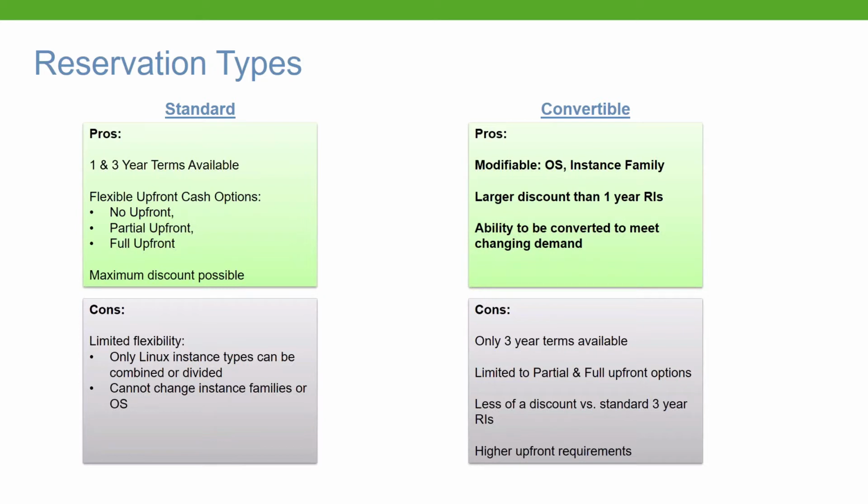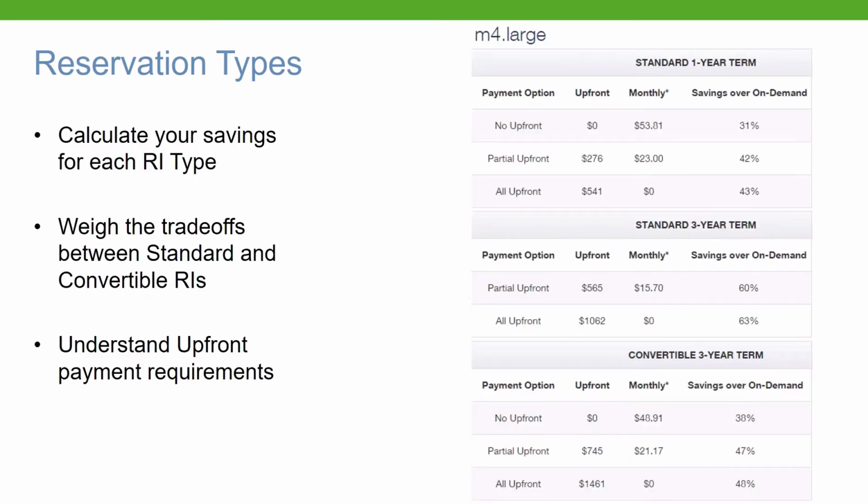So let's go into reserved instances. There are two main types, standard and convertible. The pros for standard: they're 1 and 3 year. There are different payment options, whether you pay some of it up front, a partial amount up front, or all of it up front. That determines what your discount is going to be. They also give you the maximum discount possible. The cons for these are limited flexibility, and this is why they get a higher discount.